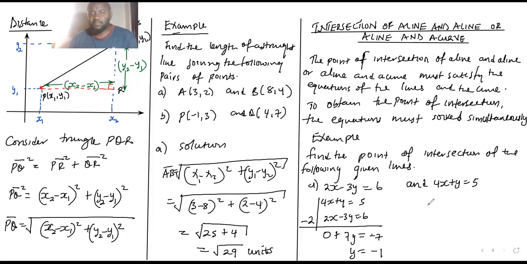If y is equal to negative 1, substitute in one of the equations to get x. You'll get 4x minus 1 is equal to 5. So 4x is equal to 6, divided by 4 both sides. x becomes 3 over 2. So therefore, we have the point of intersection as (3/2, negative 1). That is our solution. So with that, we have solved the lines simultaneously.